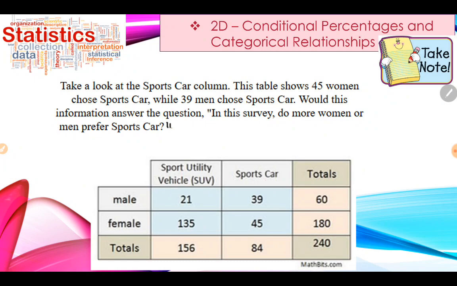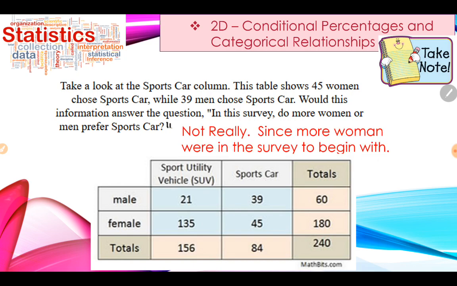When we take a look at the sports car two-way table, it shows that 45 women chose sports car as their favorite car, while 39 men chose sports car. So with this information, answer the question: in this survey, do more women or more men prefer sports car? It looks like more women. There are more women that prefer the sports car. 45 is higher than 39.